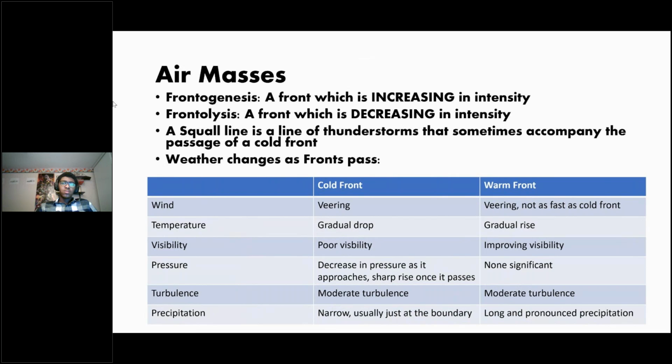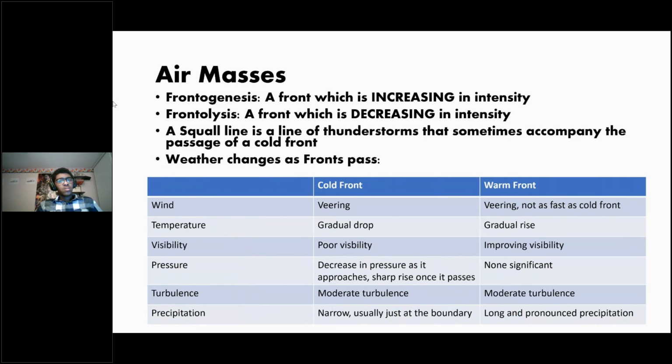And then for visibility, you have poor visibility as a cold front passes, and that's typically because you get bad weather, like squall lines of thunderstorms. When a warm front passes, you'll get improving visibility, because you've moved out of that area of typically more unstable air with bad weather into an area with more stable air.